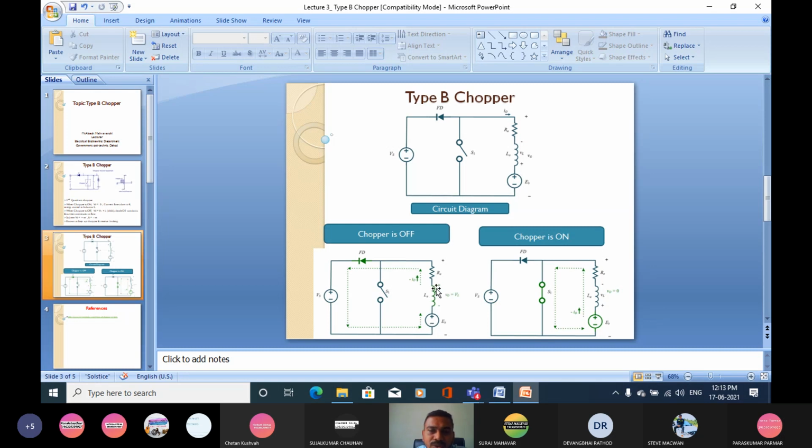So this output voltage becomes greater than the source voltage. Now if we compare these two voltages, then the output voltage is higher than the source voltage, so this terminal potential becomes greater than this terminal potential.